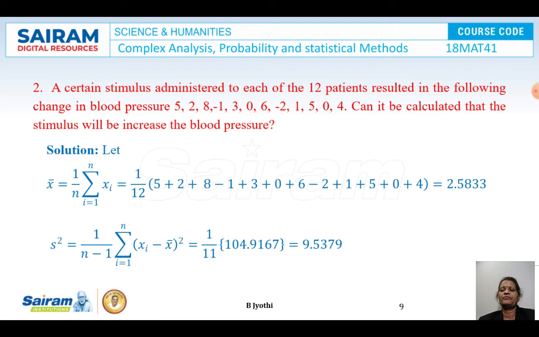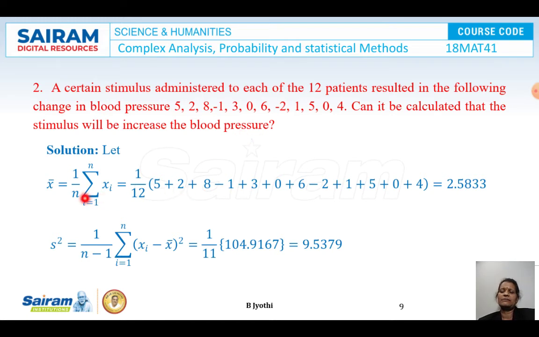Next problem. A certain stimulus administered to each of the 12 patients resulted in the following change in blood pressure, that is 5, 2, 8, minus 1, 3, 0, 6, minus 2, 1, 5, 0, 4. Can it be concluded that the stimulus will increase the blood pressure?